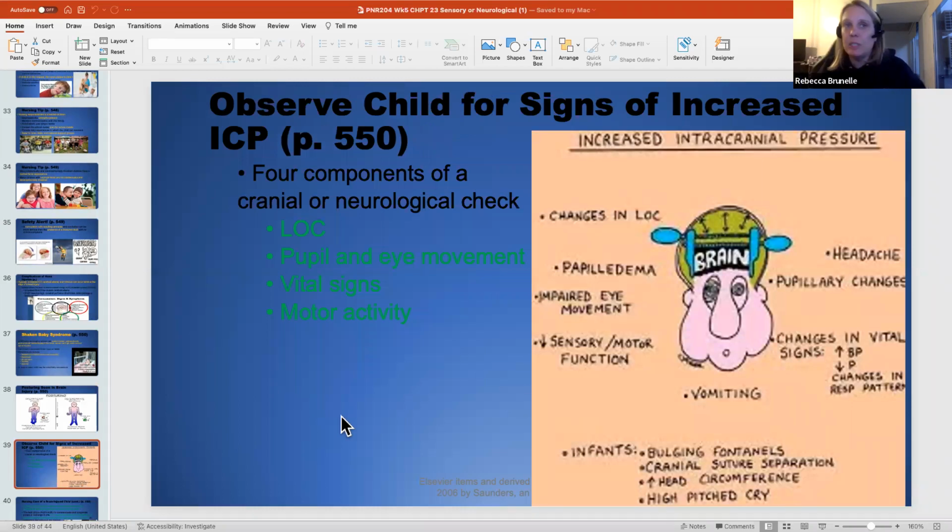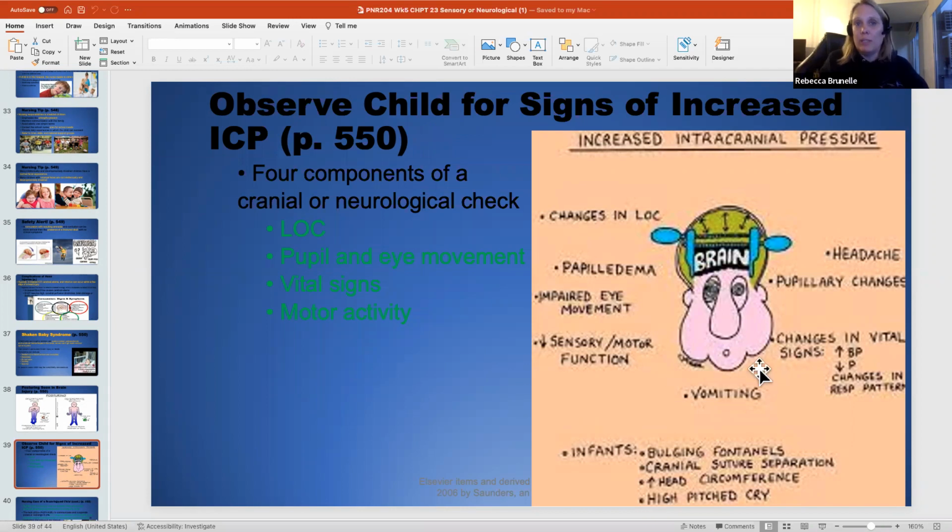So we've mentioned increased intracranial pressure a couple times. I just want to point out here in the corner, changes in vital signs. So I would definitely know this. This is your Cushing's triad. This is your increase in blood pressure, decrease in pulse, and change in respiratory pattern, or irregular respiratory pattern.